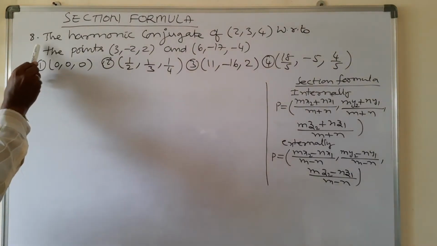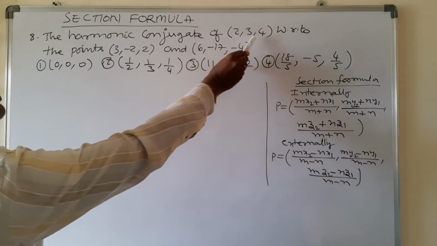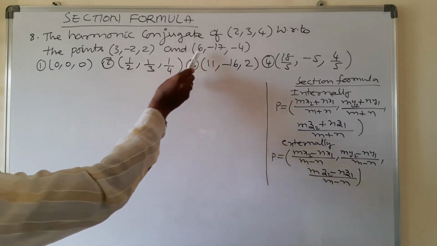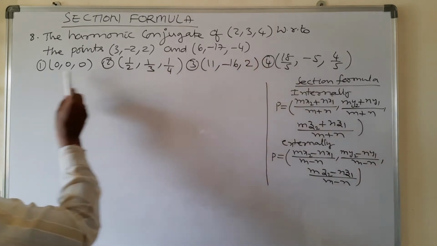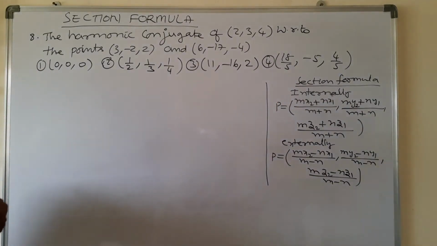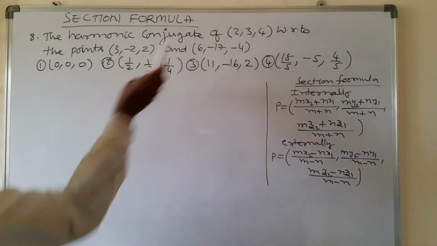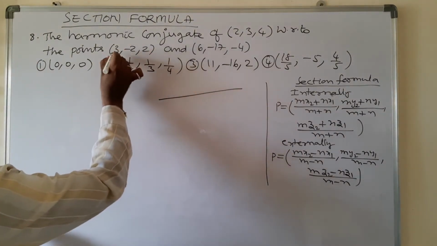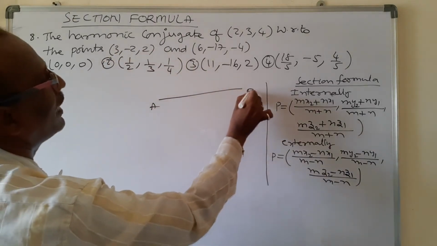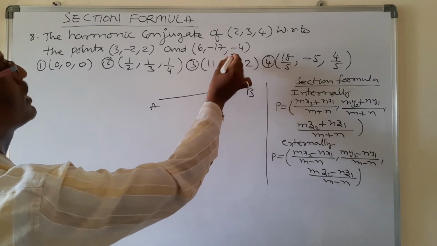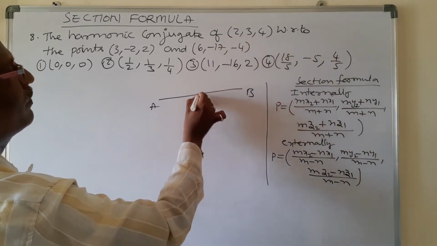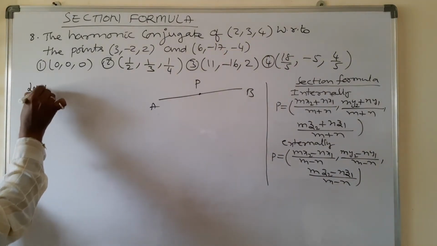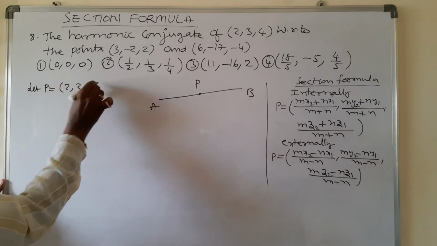Question number 8. The harmonic conjugate of (2, 3, 4) with respect to the points (3, -2, 2) and (6, -17, -4). Here the 4 options are given. Here to find the harmonic conjugate of the given point. The line segment endpoints are the first point (3, -2, 2) and (6, -17, -4). This is the line segment dividing point. Let P equal to (2, 3, 4).